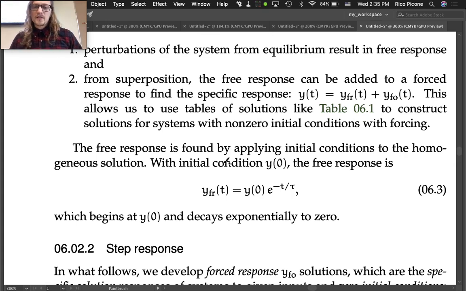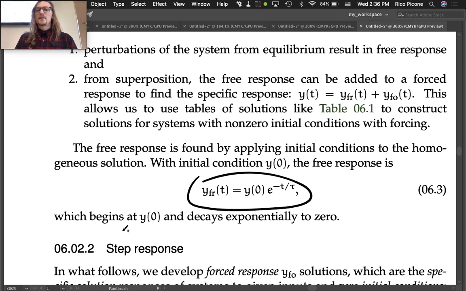The free response is found by applying initial conditions to the homogeneous solution. With initial condition y of 0, the free response is just this: the initial condition multiplied by this hopefully decaying exponential, assuming your system is stable and tau is positive. Okay, so that's our free response.